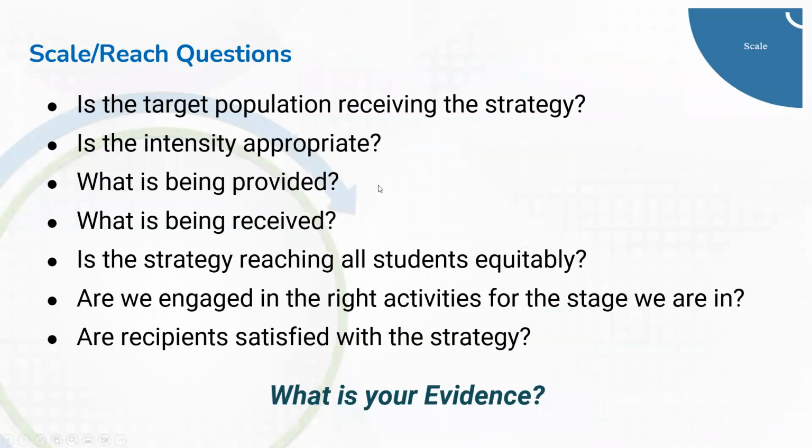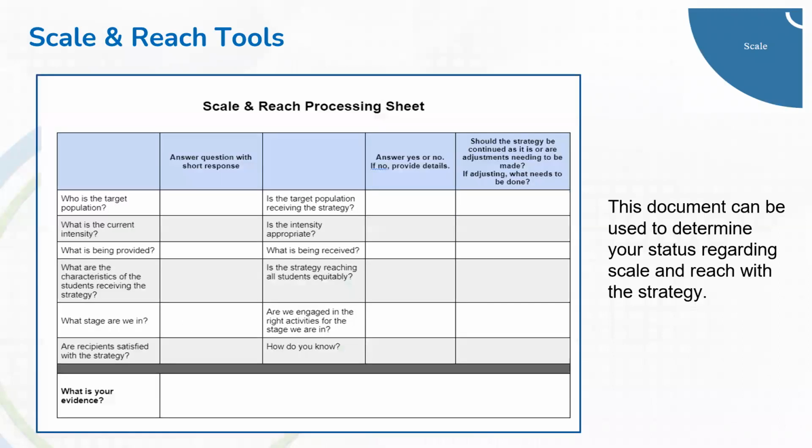Monitoring scale and reach regarding the target population might be as simple as a checklist or a series of questions, such as those on this slide. Note again the importance of evidence. So what is your evidence? A simple document such as this one on the slide can be used to address the questions on the previous slide. And so you see here it's easily made and breaks down the different components.